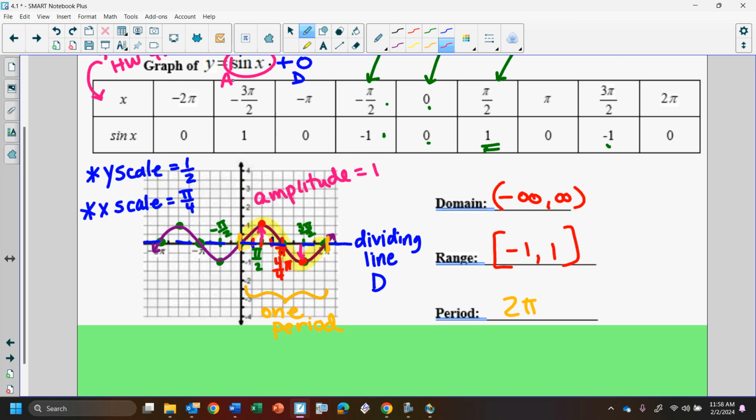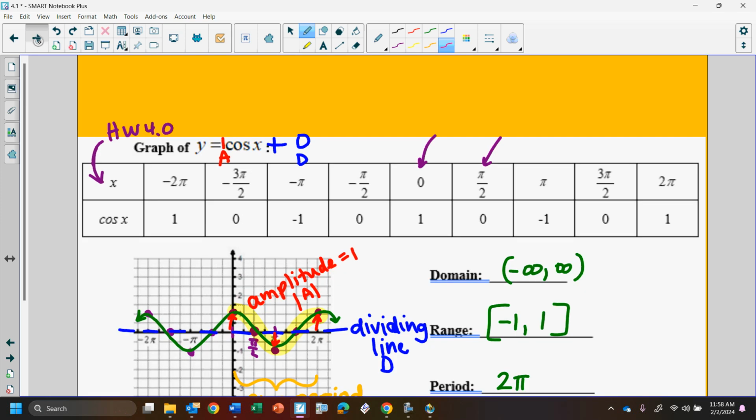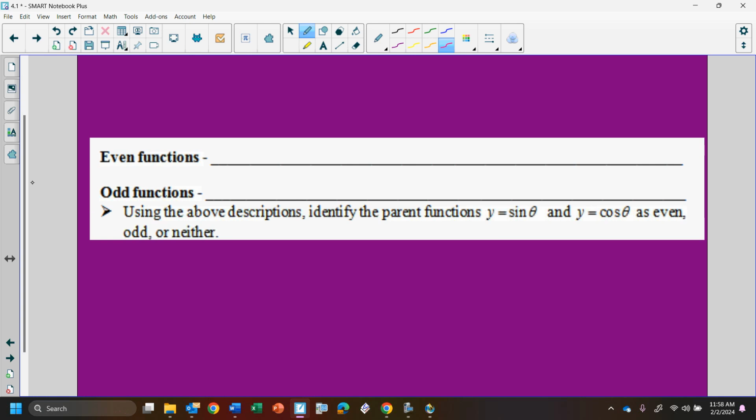All right. From here, let's take a look at the bottom of our page. Has some vocab here, even and odd functions. We learned those vocab words back in Unit 0. Can you pair up or maybe even quad up into groups of 4? Try to remember what is an even function, what is an odd function. Discuss.